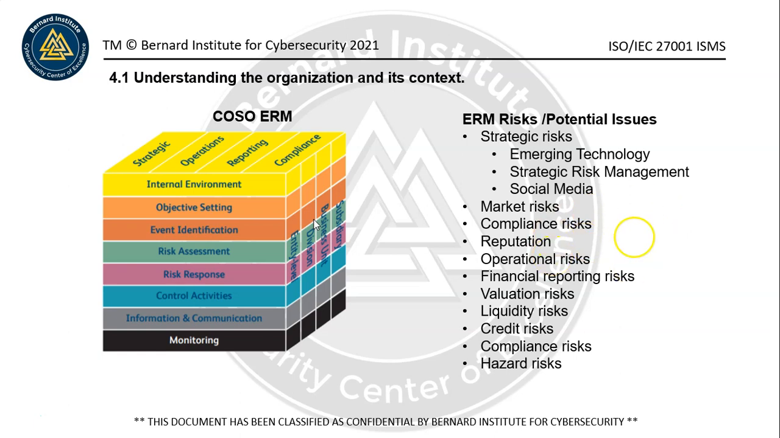There's other risks too: market risks, compliance risks, reputation risks, operational risks, financial risks, valuation risks, liquidity risks, credit risk, compliance risks, and hazard risks. These are just to name a few of the potential enterprise risk management risks. These are the internal and external context for your organization. Now, a lot of ISO 27000 professionals probably aren't aware of this and probably don't approach this. Their understanding of ISO 27000 might be quite juvenile. They might be just starting out with ISO 27001 and not truly understand it. I've been working with the standard for almost 30 years, so this is the best way to build a program to get off on the right foot, is to use the ERM.